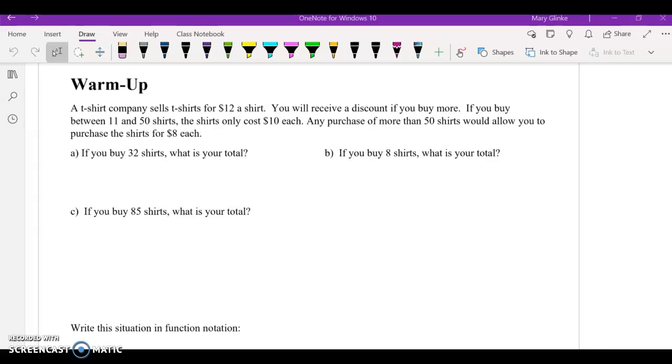Hello. Today we're going to be talking about piecewise functions. Piecewise functions have different rules for different sets of things. So what I would like you to do here is read the warm-up and try to come up with the cost for A, B, and C given this context.